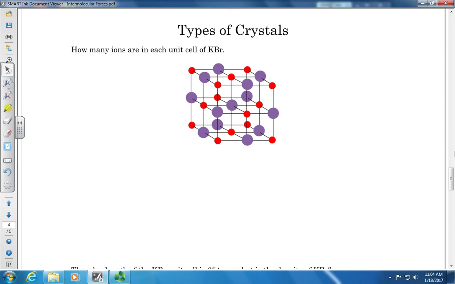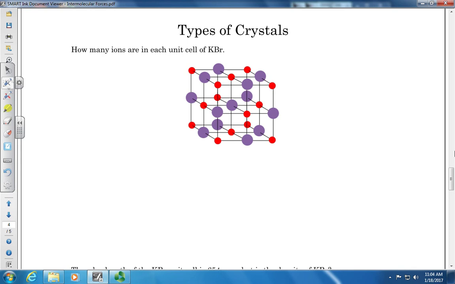We're kind of getting more into the nitty-gritty of crystals. And we're asked how many ions are in each unit cell of potassium bromide. Okay? And I have this little drawing here for us to get a more visual representation of the unit cell.